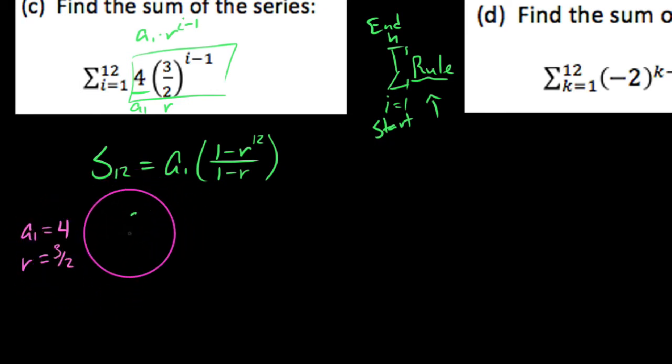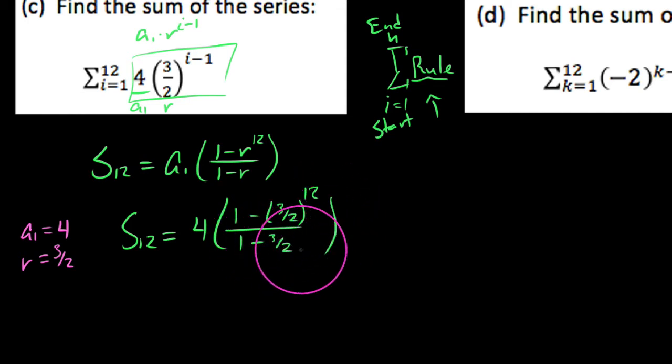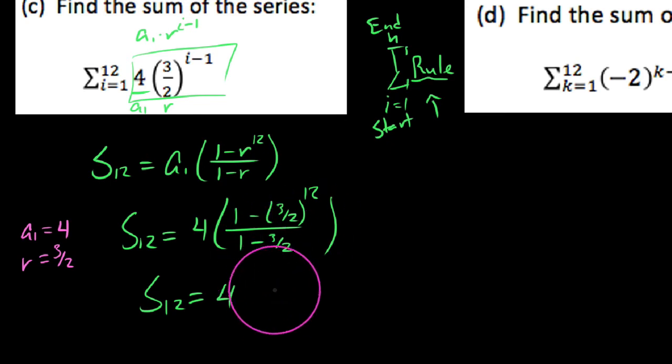And so what we end up with is this. We say S12 is equal to 4 times 1 minus 3 halves to the 12th, all over 1 minus 3 halves. So let's go ahead and start cleaning this up. In terms of this fraction, it's easier to do the bottom first. 1 minus 1.5 is negative a half, really, is what this is down here. And then 1 minus 3 halves to the 12th.